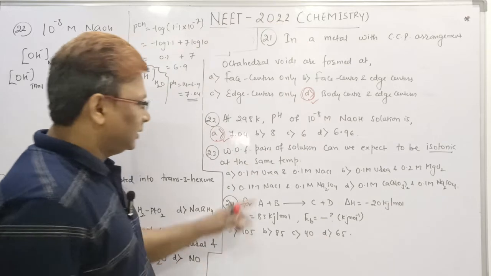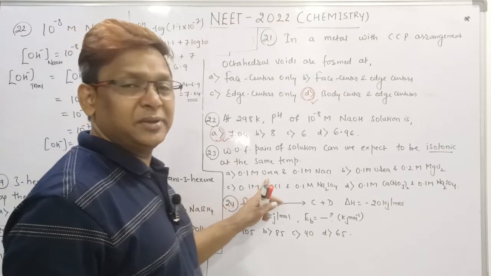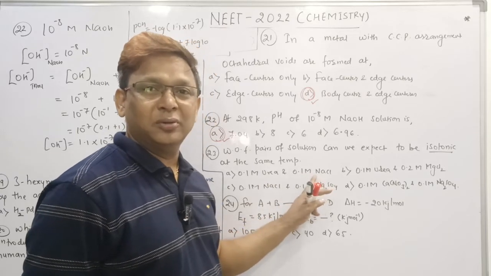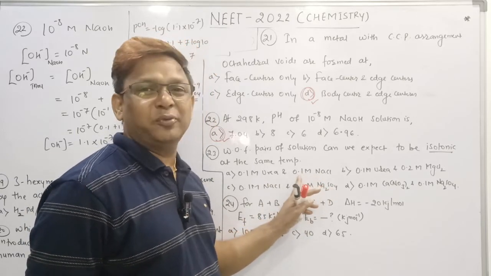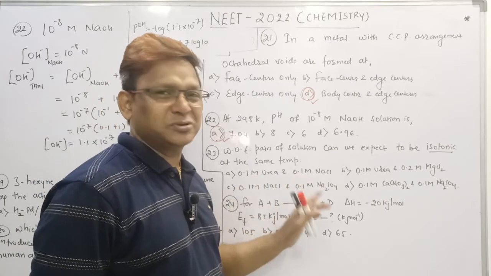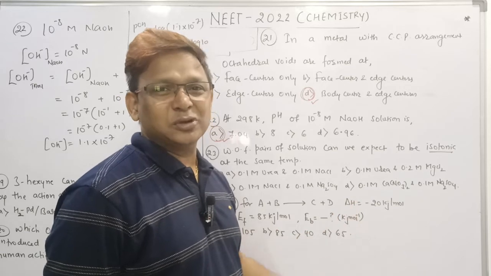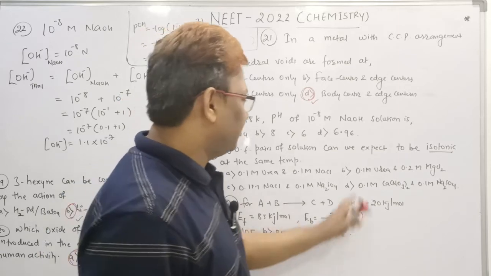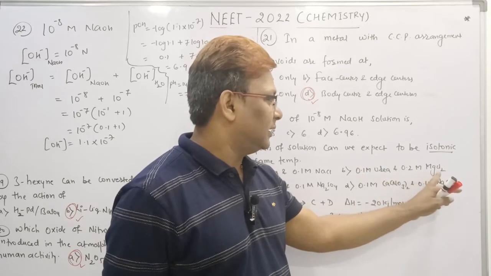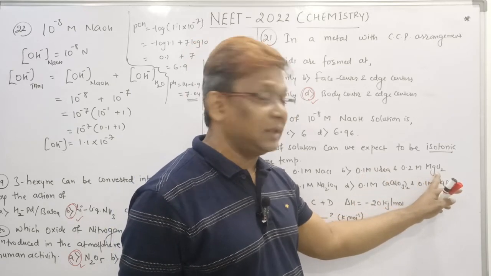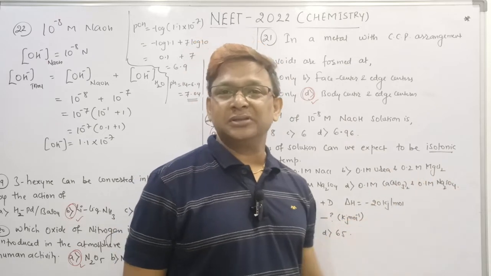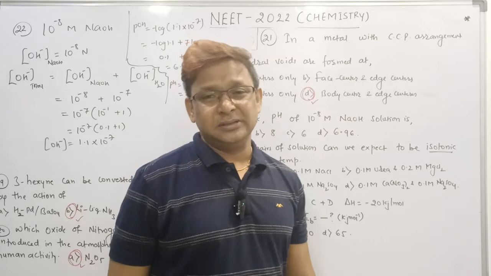Now 0.1 molar urea. Urea is covalent, so the value of i is equal to 1. NaCl has i equal to 2, but 2 into 0.1 is 0.2, while 1 into 0.1 is 0.1. 0.1 and 0.2 means the concentration is not the same, so osmotic pressure is not the same. Urea i value is 1, so 1 into 0.1 is 0.1. MgCl2 i value is 3, 2 chloride and 1 magnesium, so 3 into 0.1 is 0.3. Not the same concentration, not the same osmotic pressure.